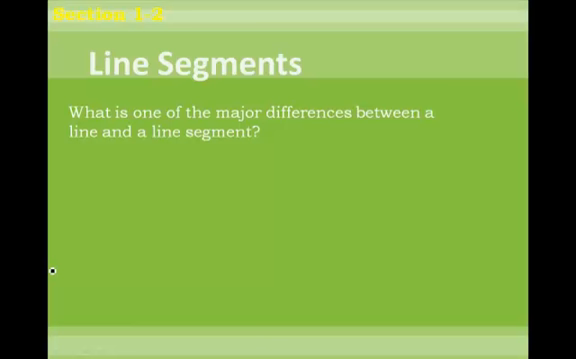In the previous lesson, we talked a little bit about what a line was, and then we also defined what a line segment was. So here's just a little bit of review. We're asking the question, what is one of the major differences between a line and a line segment?